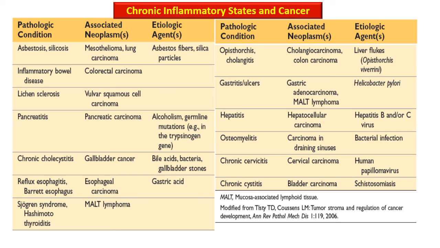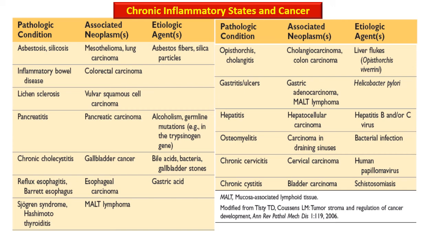Helicobacter pylori is associated with gastritis and gastric ulcer, and it produces adenocarcinoma and MALT lymphoma within the stomach. Then the hepatitis B and hepatitis C viruses are associated with hepatocellular carcinoma as they produce hepatitis.